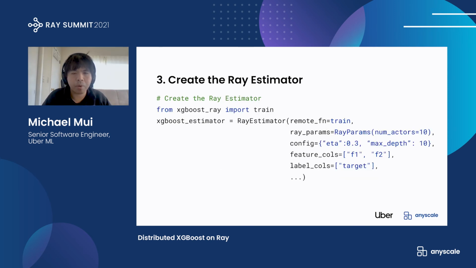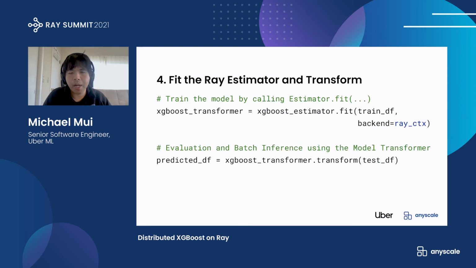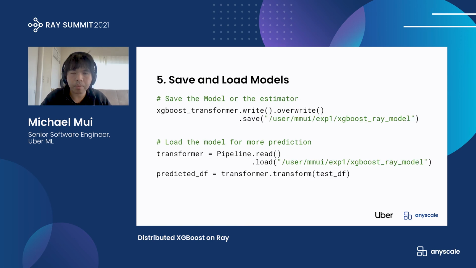Next, we define the Ray estimator as we did in the previous example. With this Ray estimator, we can call fit on the Spark data frame directly and pass in the Ray context as the backend. Again, this spins up the cluster, remotely executes the function, retrieves the trained model binary, and packages it as a regular Spark transformer for serving.